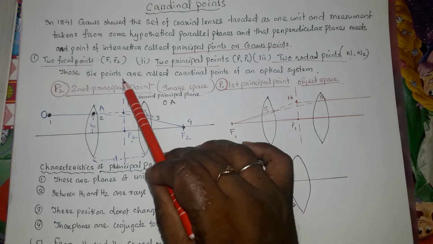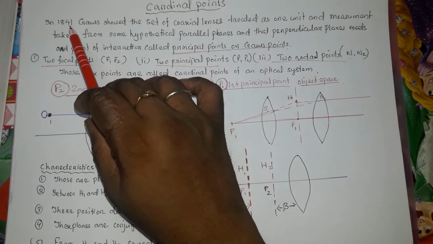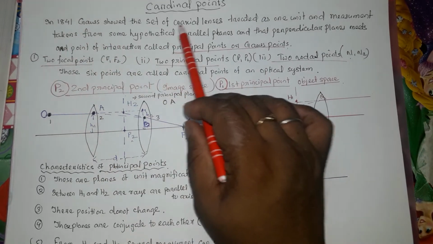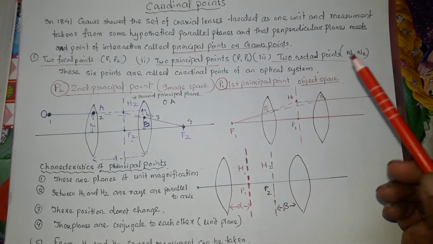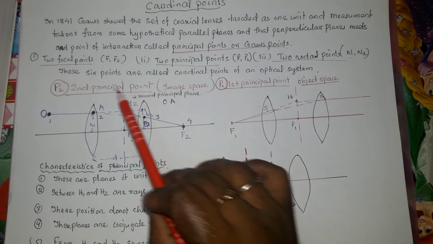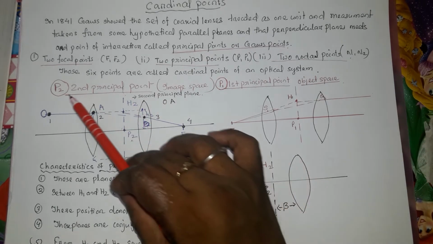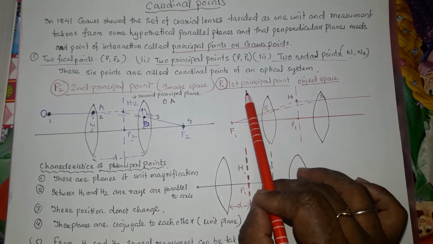So there are six points, which are called cardinal points, and according to Gauss, in 1841 such points were found, that's why they are called Gauss points. Let's discuss the principal points with the help of the ray diagram. This is the ray diagram for the second principal point P2. This is the ray diagram of the first principal point P1.